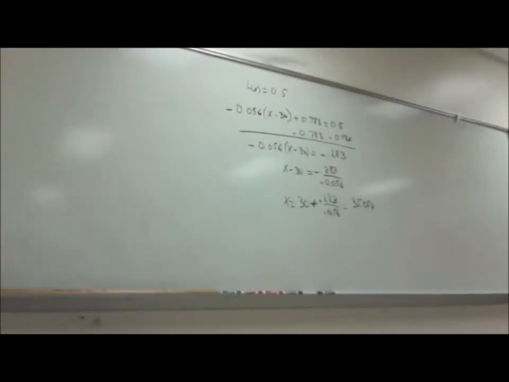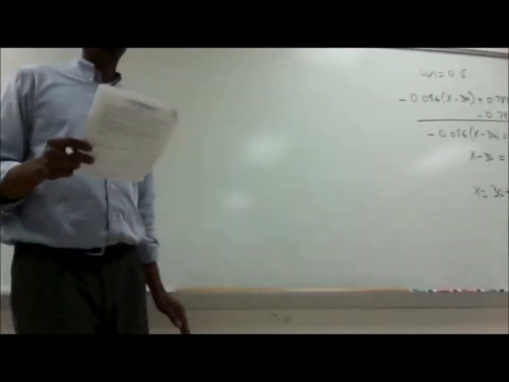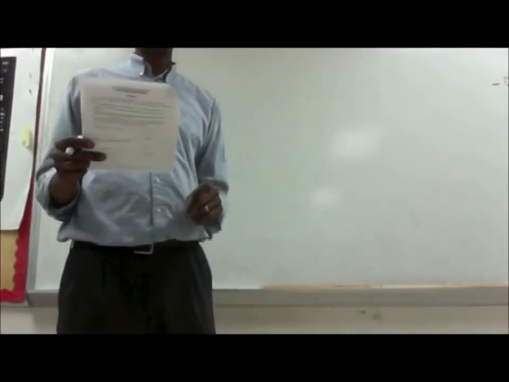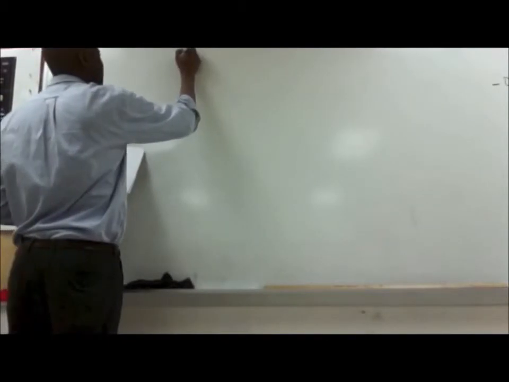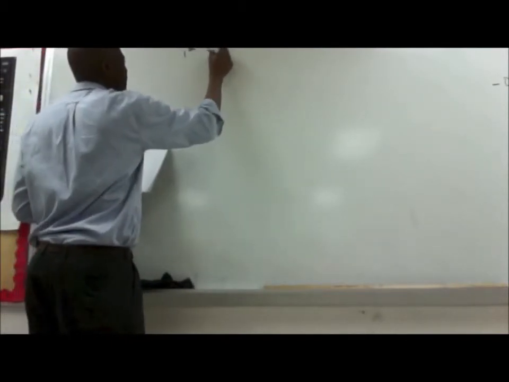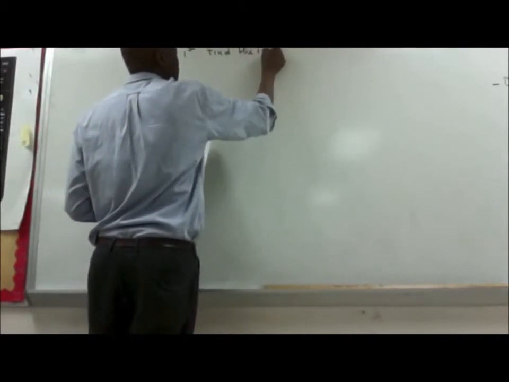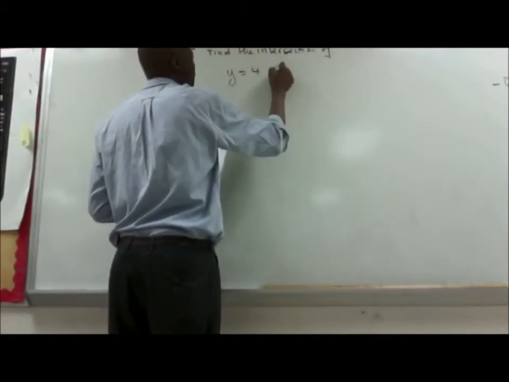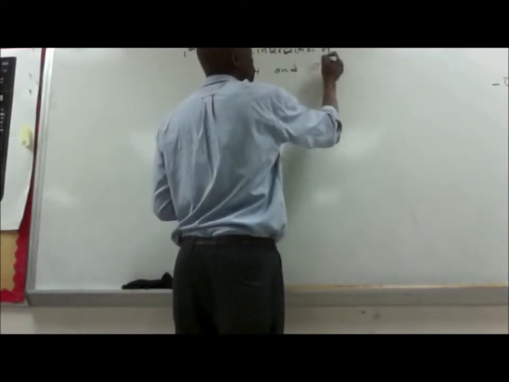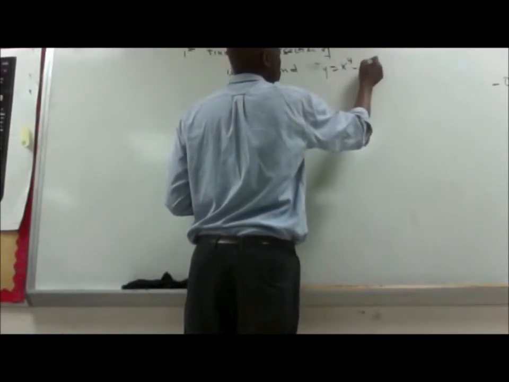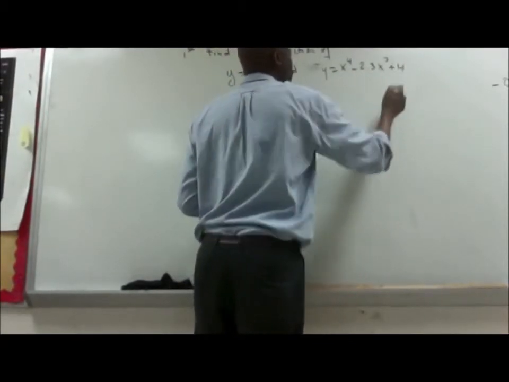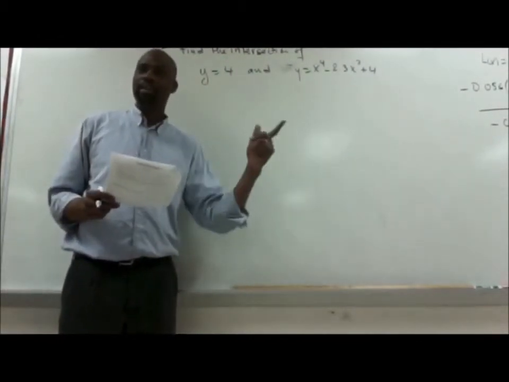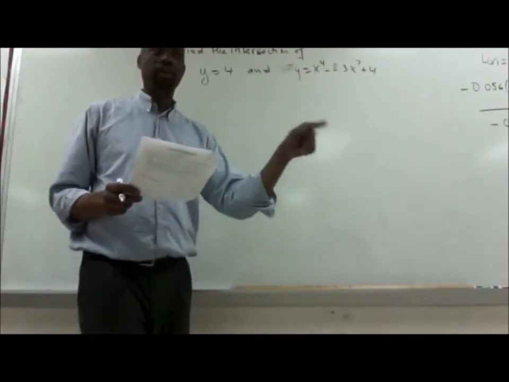Everybody, when you see a graph like this on the AP, what do you have to do first? Find the intersection. Find the intersection of y equals 4 and y equals x to the 4th minus 2.3 x cubed plus 4. Find where they intersect, everybody, because I'm 100% certain a question like this will come on the AP.